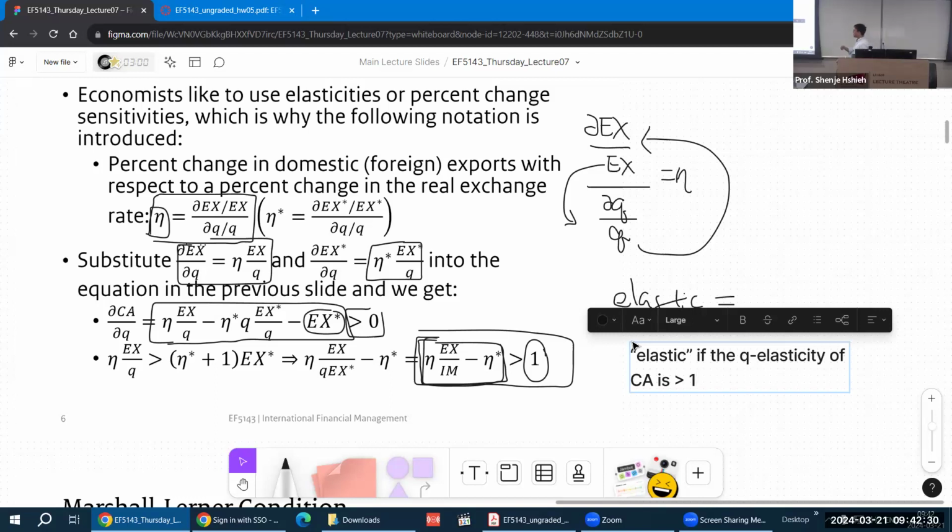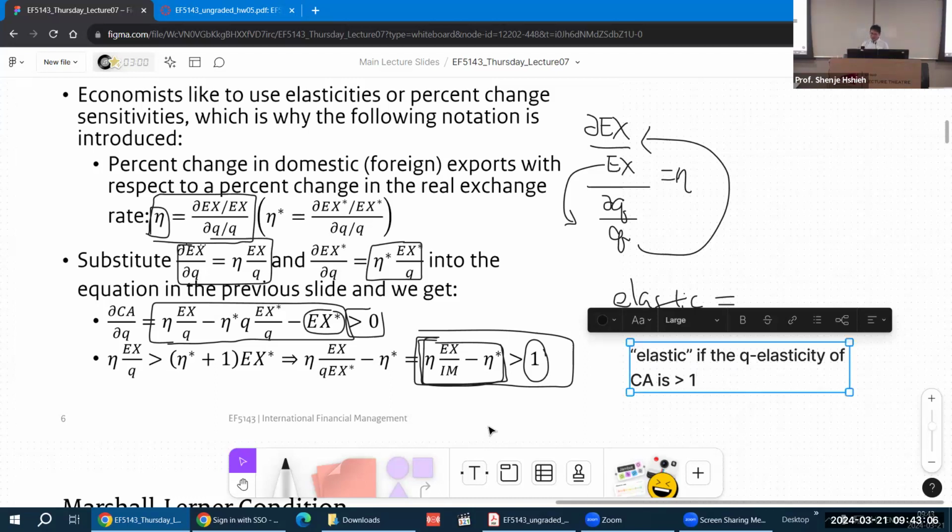It just means that if I change the percent change in Q by 1%, then the change in exports or foreign exports will be greater than 1%, right? So if it's a 1% increase in Q, then it's something more than 1% for EX or EX star. Okay. So we say something is elastic if the elasticity is greater than 1 in economics.